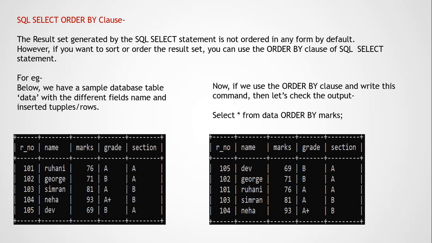For example, on the left side you have a sample database table, and the name of that table is data. It has different field names: r_number, name, marks, grade, and section. You can also see a certain set of tuples or records already inserted in this table.